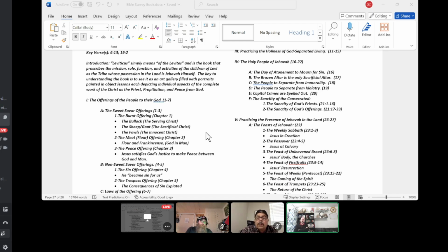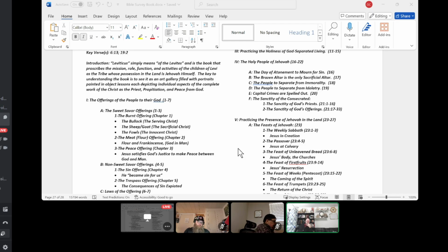There were three types of offerings that could be a burnt offering. One was a bullock or something from the cattle. The second was a sheep or a goat, something from the flock or herd. And the last was the fowls, or something from the birds of the sky, such as a turtle dove or a pigeon. Each of these appears to be representative of seeing Christ in his sacrificial role in a different way.